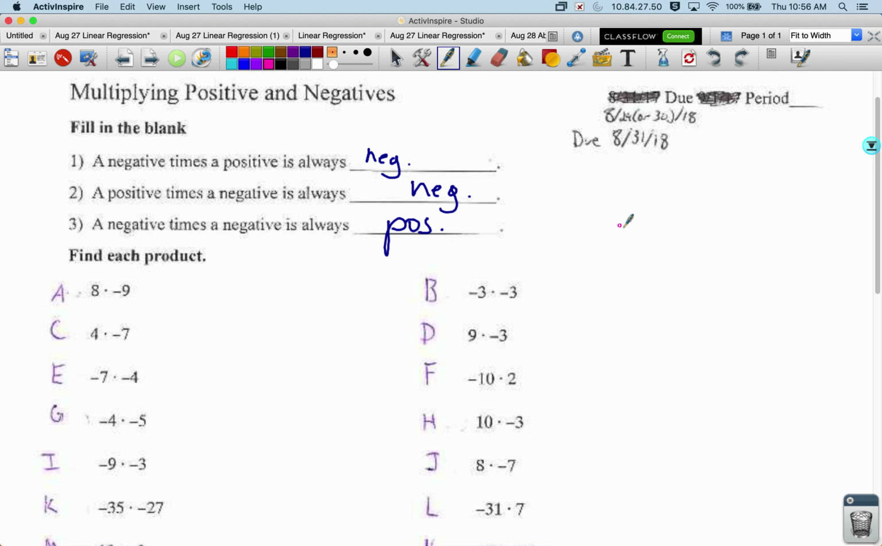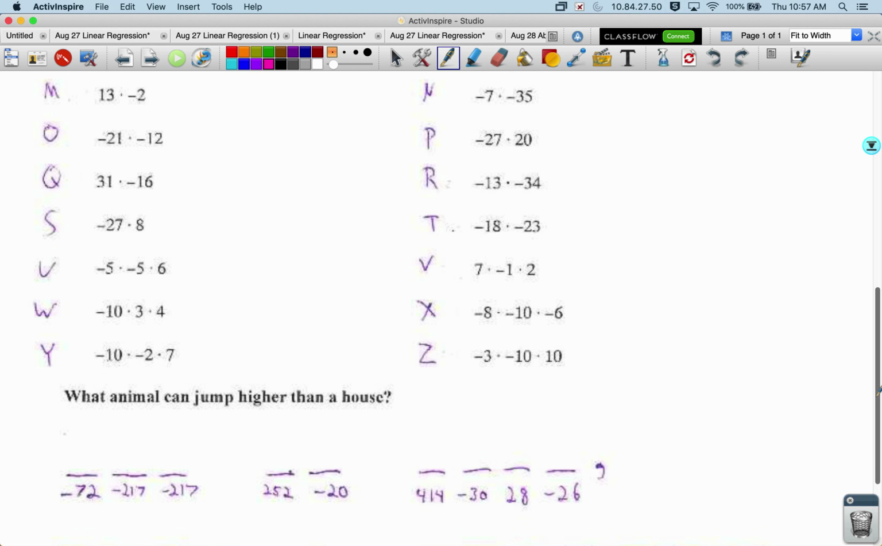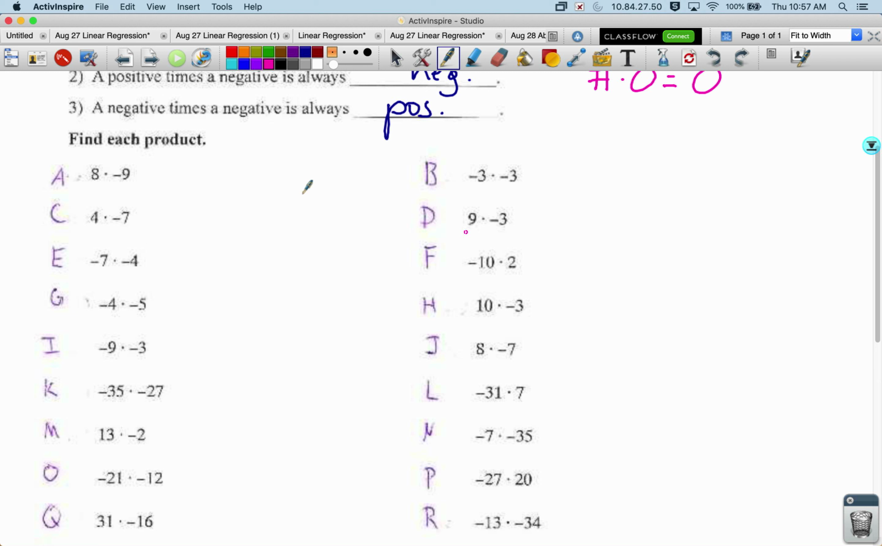One last thing is if you ever multiply by 0, anything multiplied by 0, so we'll just say any number times 0 is 0. That's another good rule for multiplication. All right, so how this is supposed to work is you need to first solve all 26 of these, get them to be a number. Let's try a couple.